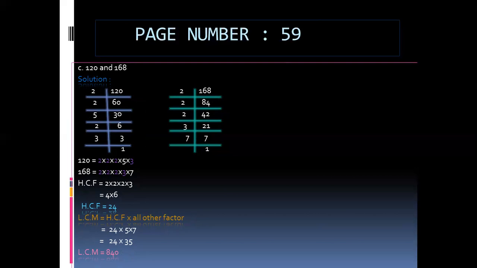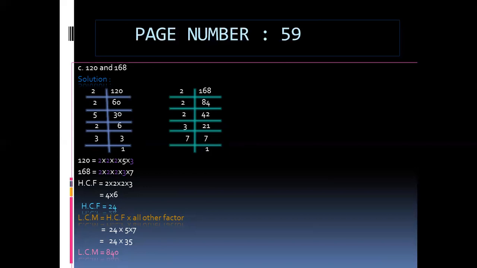Come to part C, 120 and 168. For 120, we start division with 2, 60 is the quotient. Then again dividing by 2, 30 is the quotient. Then divided by 5, 6 is the quotient, and at the end 3 is left. 168 is divisible by 2, 84, again divisible by 2, 42, again divisible by 2, 21.